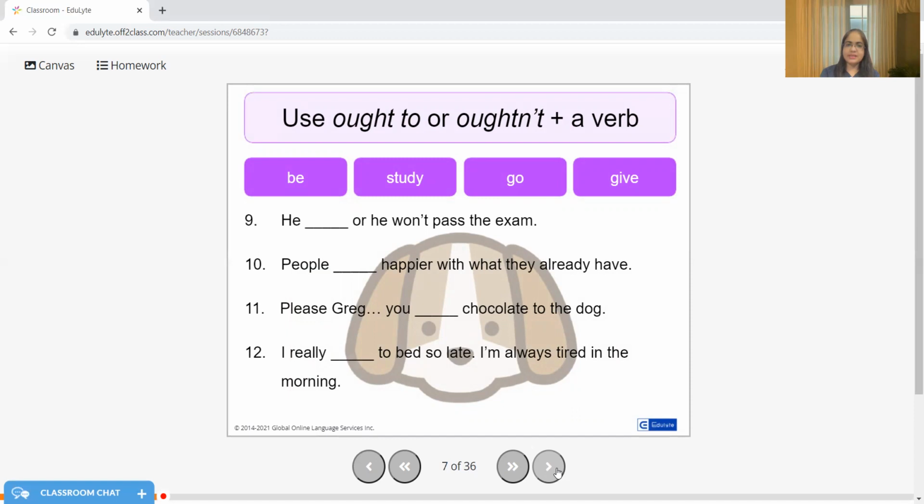So let's complete these sentences. He ought to study or he won't pass the exam. People ought to be happier with what they already have. Please, Greg, you ought not to give chocolate to the dog. It's not safe. It's not good for their health. I really ought not to go to bed so late. I'm always tired in the morning.